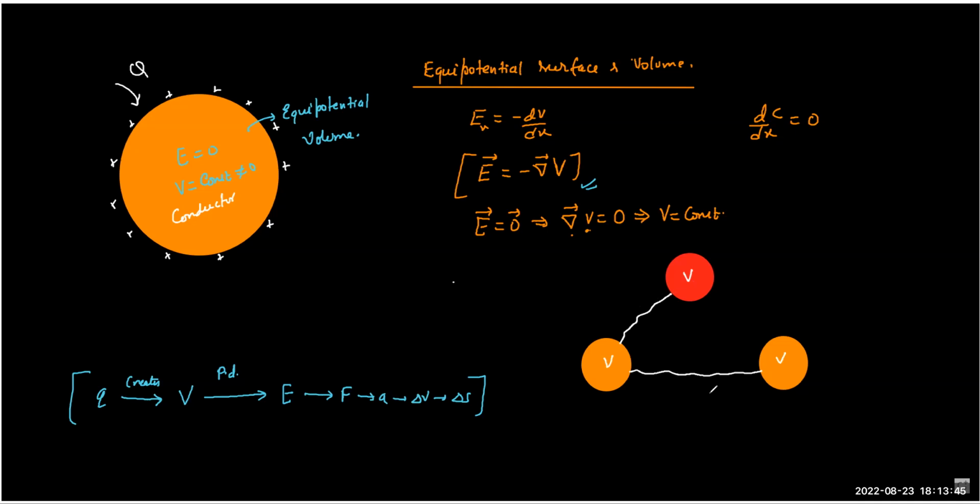Now, potential the same will never lead to the fact that charges are the same. Potentials are the same is one thing, and charges may or may not be the same, that we have already discussed. So the equipotential surface or the equipotential volume and the property of this conductor will lead to a variety of mathematical problems that we can solve.